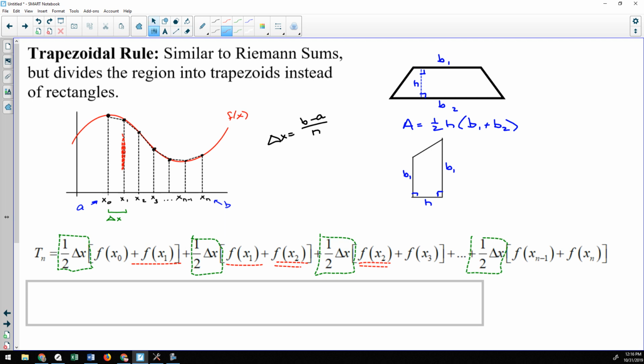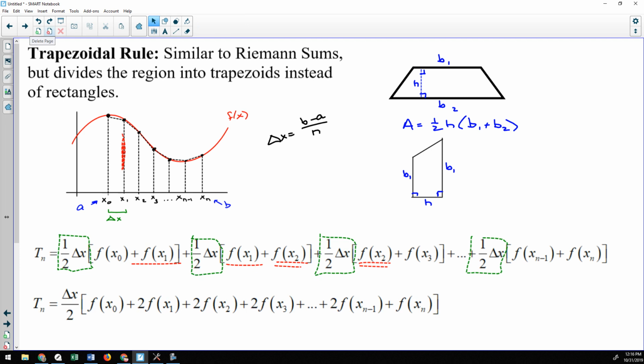And with a little bit of algebra, we end up with a nice cleaned up trapezoidal approximation formula that looks like this. It's your delta x over 2, or half your delta x, and then we have 1 f of x sub 0, your initial x coordinate. There's 1 at the very end, but there are 2 of every x coordinate in the middle. And this thing right here is your trapezoidal rule. If you look in a textbook, you'll probably see this in a box somewhere at the beginning of the section. So there is your approximation method using trapezoids.